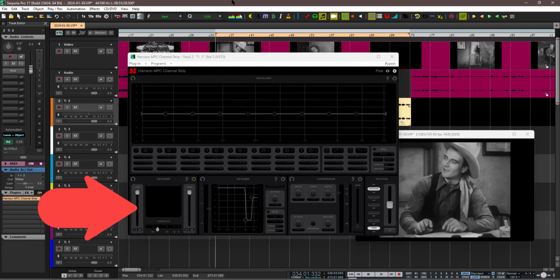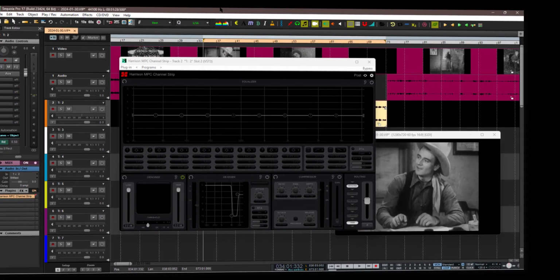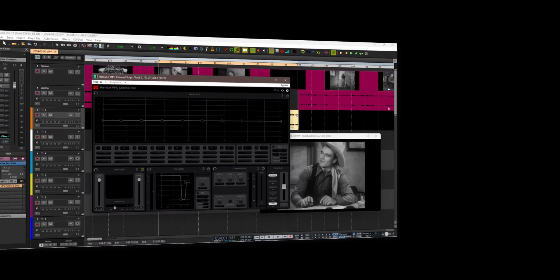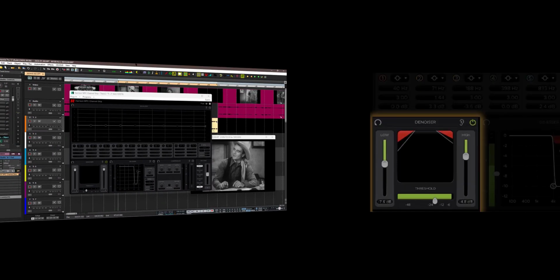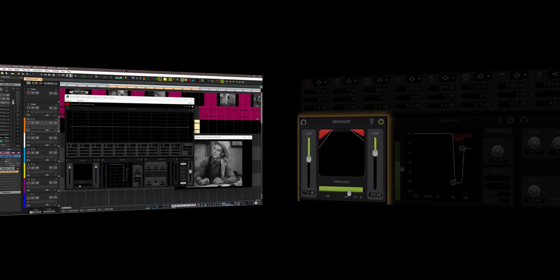The denoiser is optimized for processing speech. The cutoff frequencies of the high and low filters are preset to best accommodate the frequency range of the human voice, and the envelope is set to match the rate of normal speech.